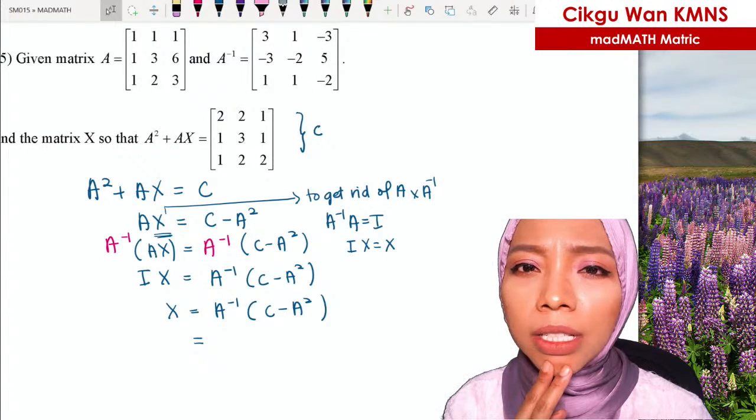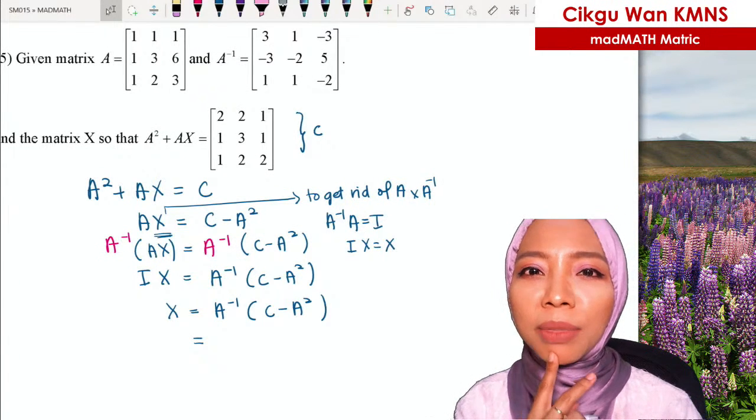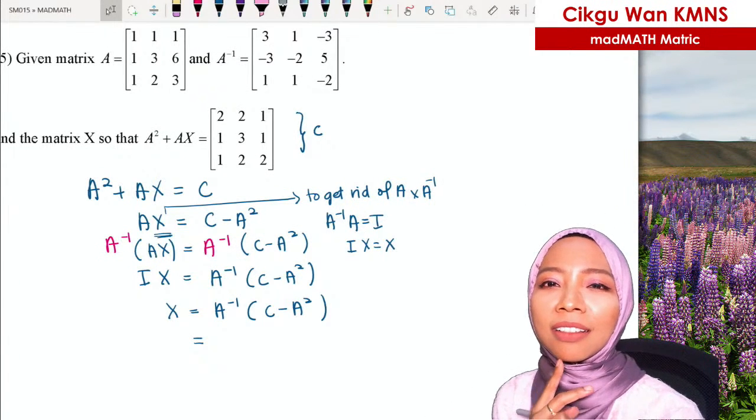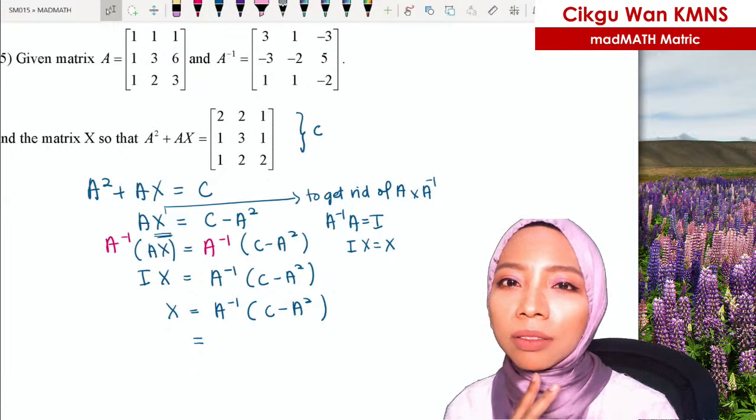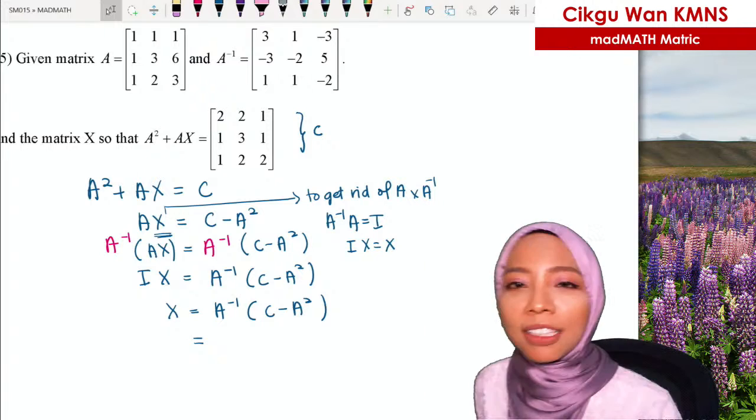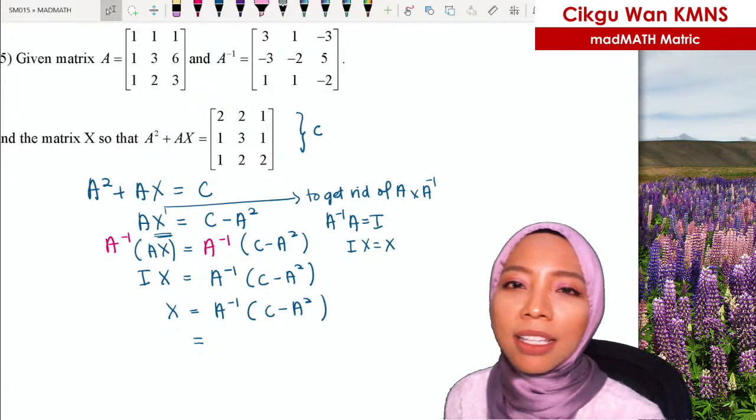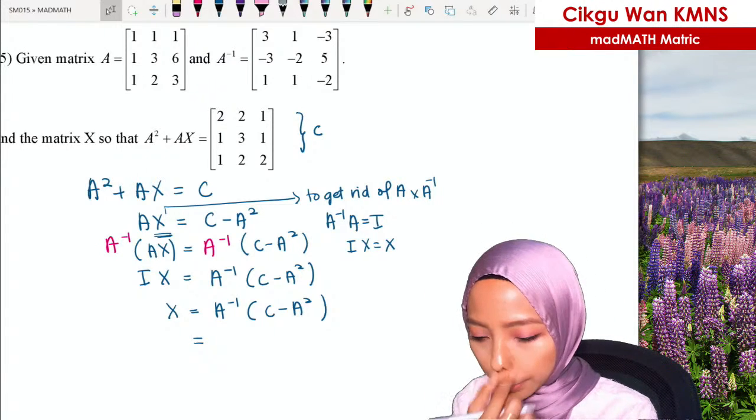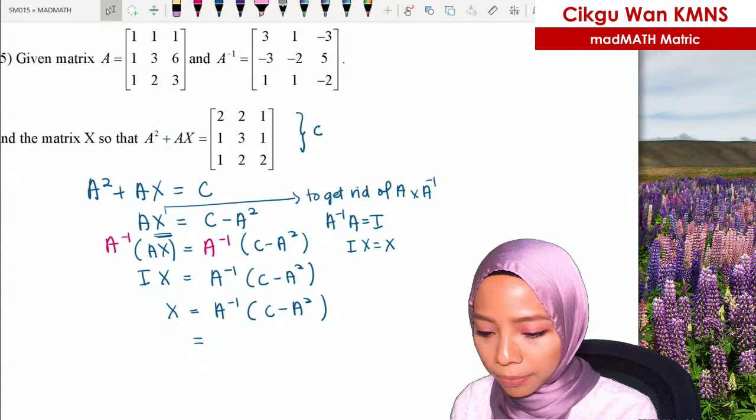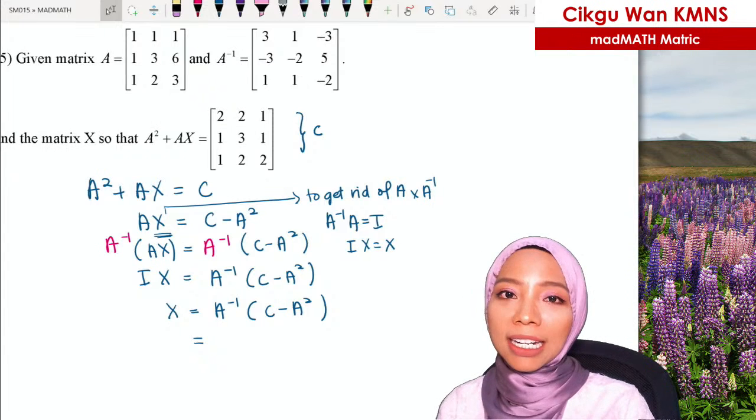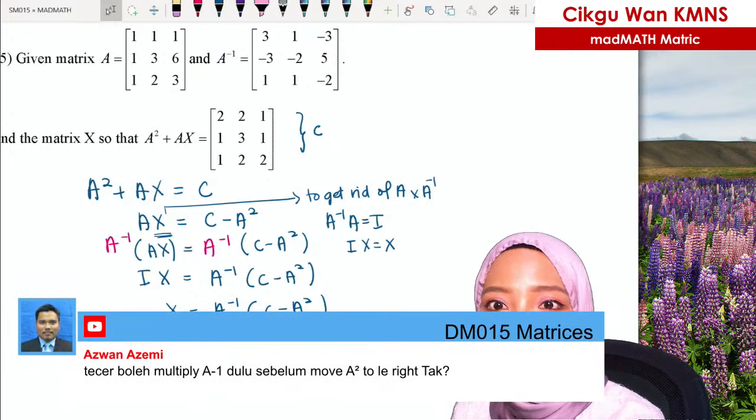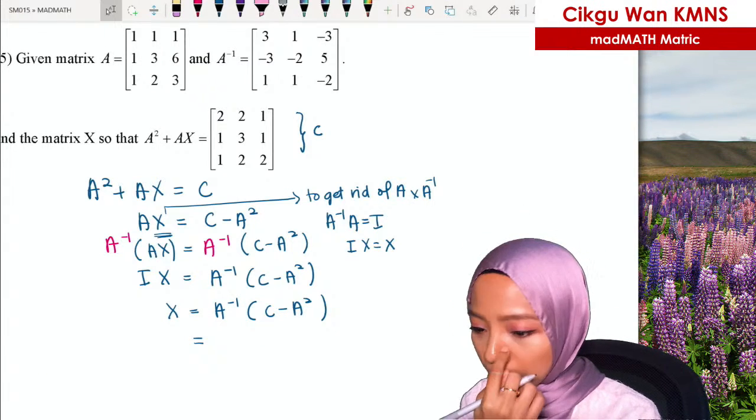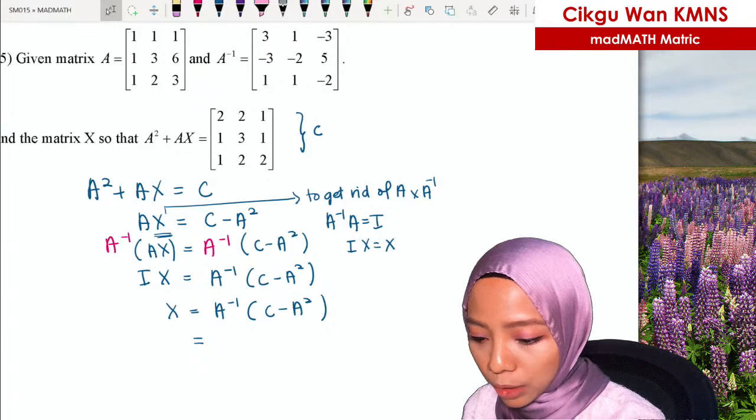Okay. What's the question, teacher? Encik Azwan Azmi. Boleh multiply A inverse dulu sebelum move A square to the left tak? Boleh tak kita multiply A inverse sebelum kita move? Boleh. Kejap lagi kita buat Alah Encik Azwan. Boleh. Okay, kejap lagi kita buat benda yang sama. Okay, kejap lagi kita akan buat begitu juga.